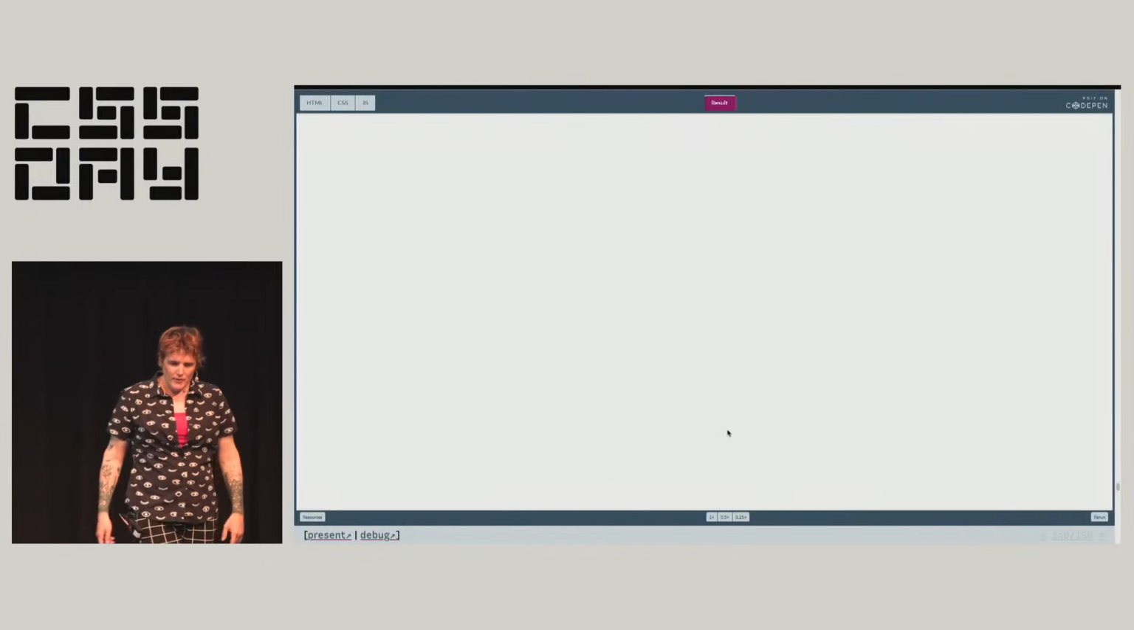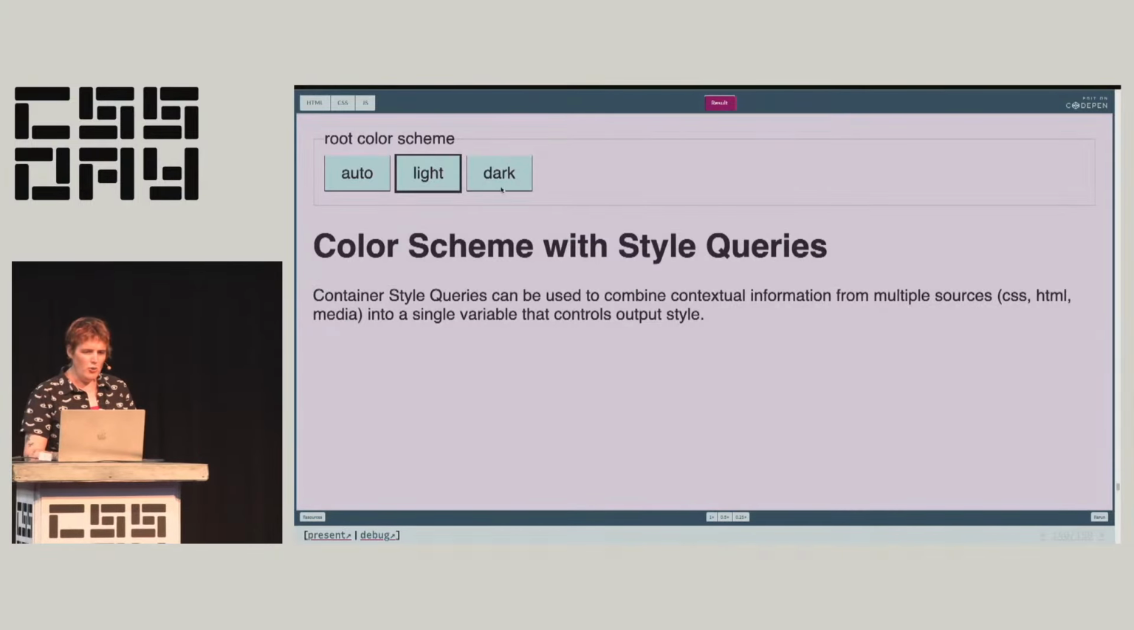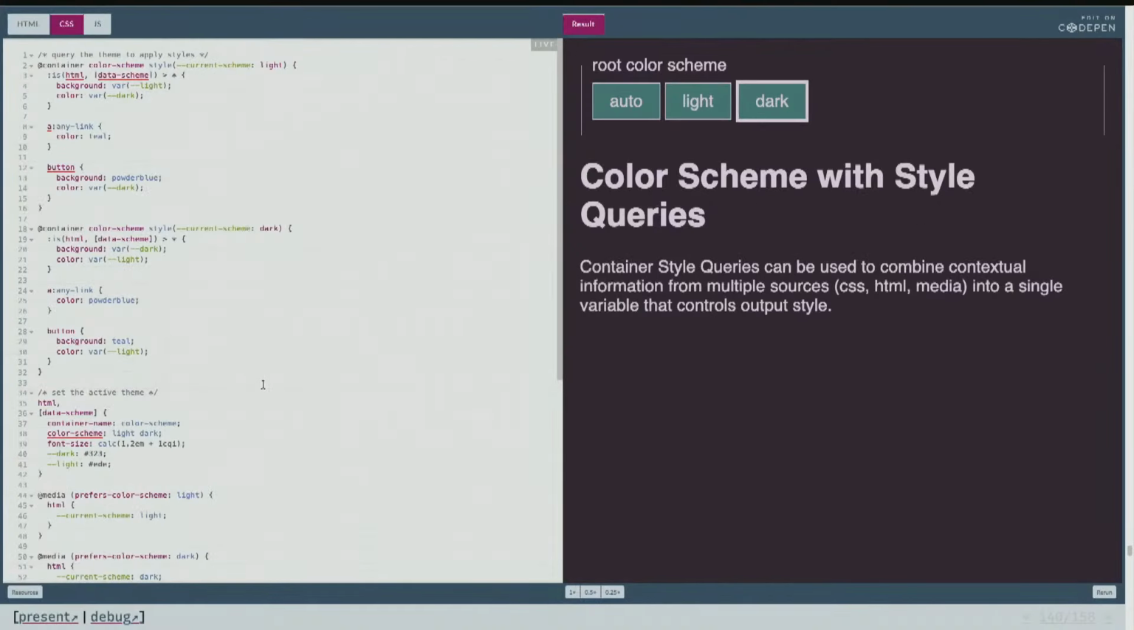So yeah, here's another one, auto light dark. This one, again, is using container style queries to do that. I'm checking the color scheme and checking whether current scheme is set to dark or light to change the colors.